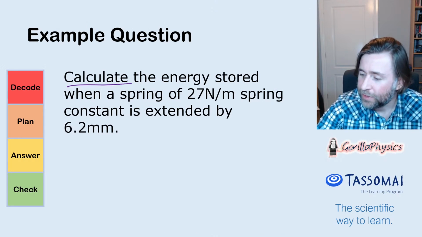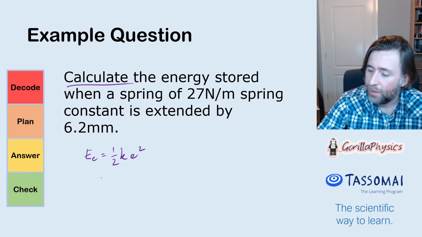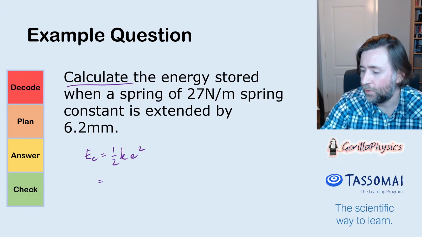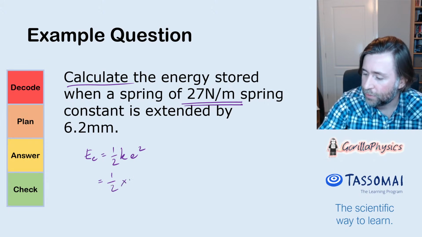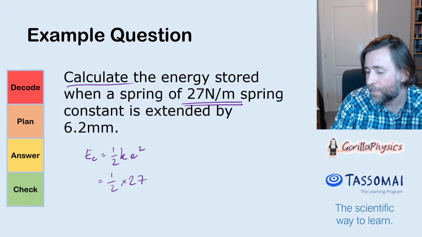So what do we need to do? We need to calculate the energy stored. So that's EE in their algebra. A half times the spring constant times the extension squared. Now we can substitute numbers in, but once again, before we do that, let's look at what units we've got. 27 newtons per meter is the spring constant K. That's okay, that can go in. We want newtons, we want meters. Those are our SI units that we use all the time.